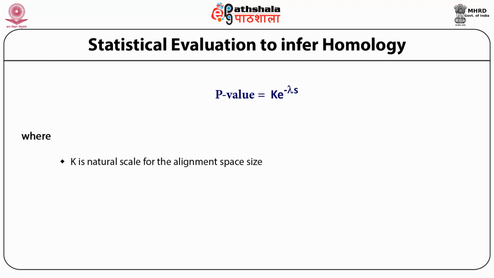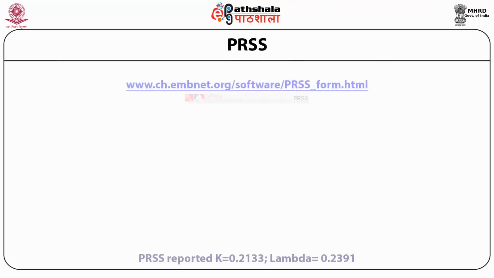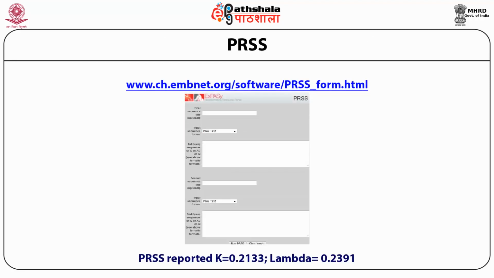the natural scale for the number of residues in two sequences, and lambda is the natural scale for the scoring system used for scoring alignment. E is an exponentiation function, and S is the actual raw score for the alignment. But the sequence alignment programs report only the score. The parameters K and lambda are not reported by alignment programs. However, PRSS software available at MNet calculates the parameters K and lambda.